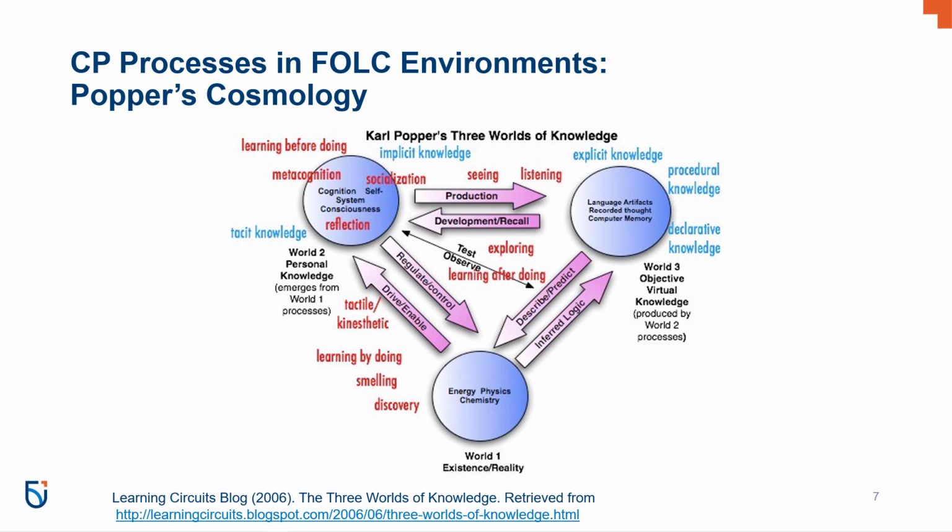World 2 exists within your mind, so it's personal knowledge as separate from World 1, which is outside of your body. And World 3 are the artifacts that are created as an interrogation and a production of ideas and models about World 1 and are related to others. So it's the production of these artifacts in a number of different kinds of ways. And this diagram is taken from Learning Circuits blog, and you can see the URL there.